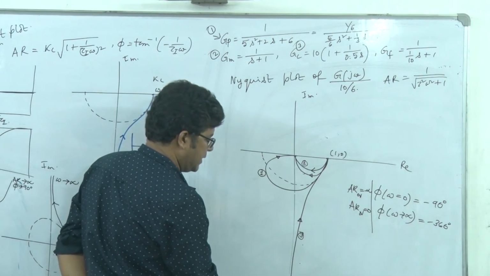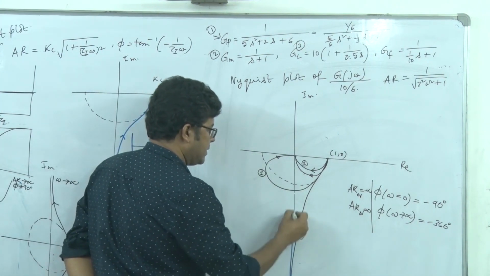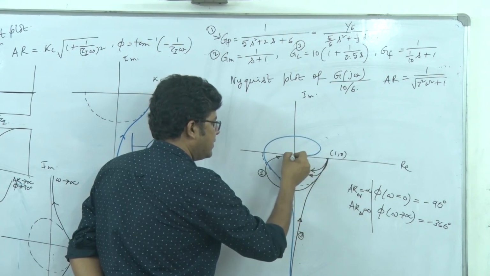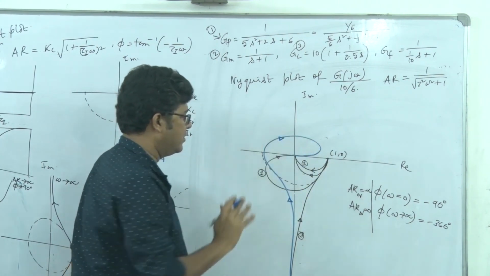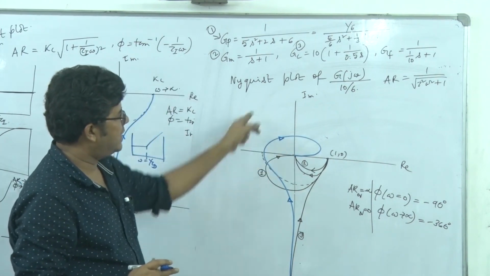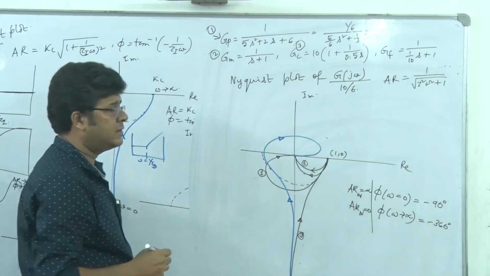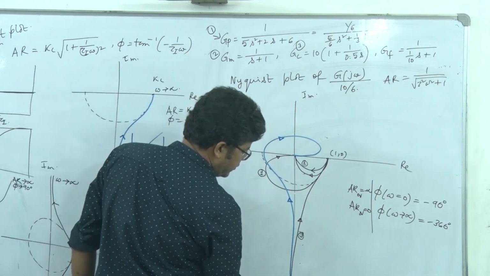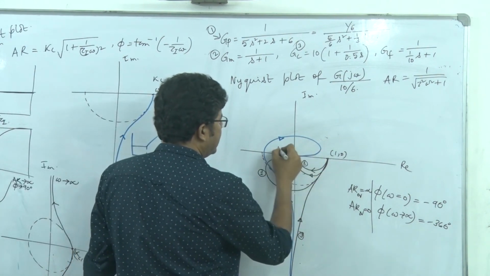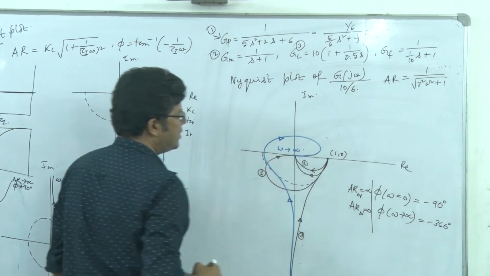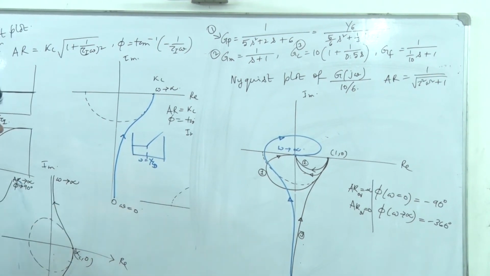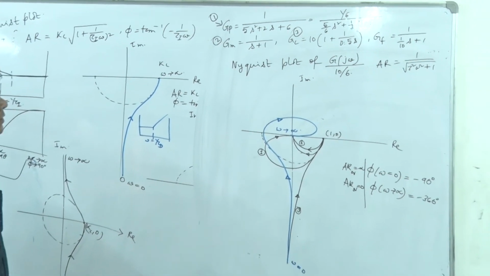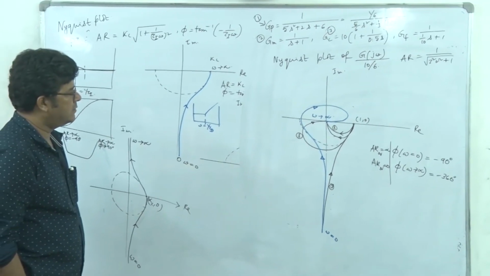So the overall plot tentatively will be like this. I'm not saying the exact intersections will be here or somewhere else, right? But tentatively the overall plot will be like this. So here this is omega equal to 0 and here omega tending to infinity, right? So once you have got an understanding, it's quite simple to plot this Nyquist and Bode for non-interactive multi-capacities.